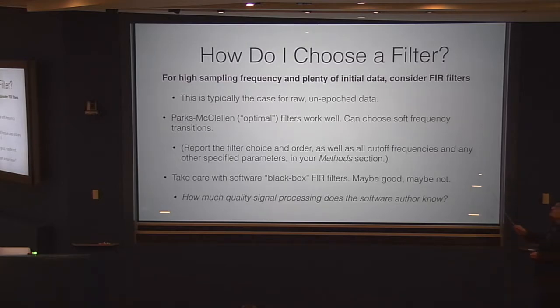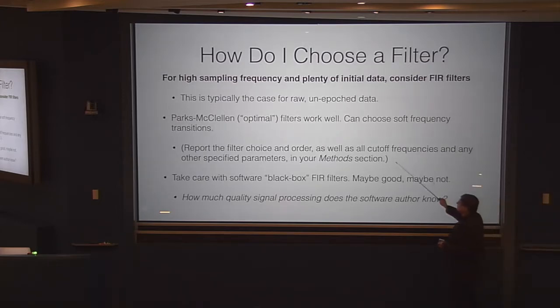The main things you have to worry about are throwing away initial data, which if you have a lot of it is not a problem, or a very long group delay. But if you've got a lot of data, then a long group delay is also fine. Which FIR filter should you use? Parks-McClellan filters, if you have the option, are nice. You'll be asked some questions about them, and I'll show you the kinds of questions that you're asked for elliptic filters. But you can choose them to have soft enough frequency transitions, but not too soft.